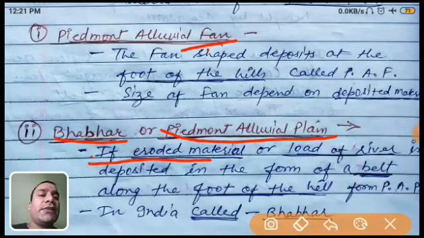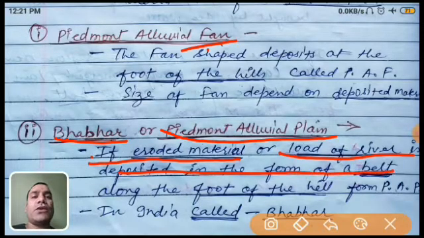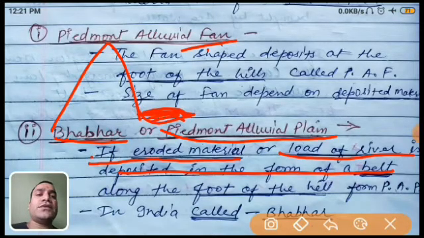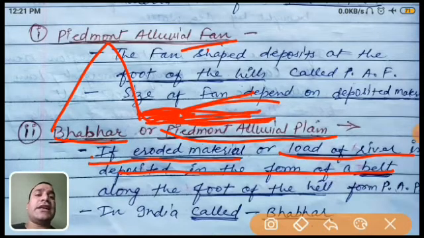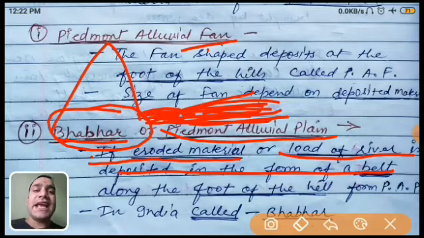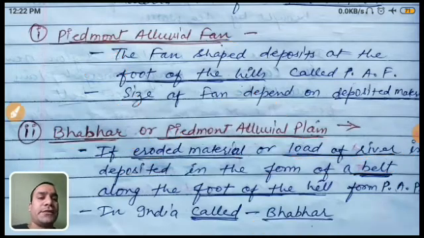If the eroded material or the load of river is deposited in the form of a belt, now, in the bottom part we have seen that it collected in a dome-like structure and forms a fan. But when it is in a belt structure, it means this is deposited over a large area, then it is called the Piedmont alluvial plain. What is it called? Piedmont alluvial plain, or in our Indian language, it is called the Bhabar. This area is called the Bhabar.